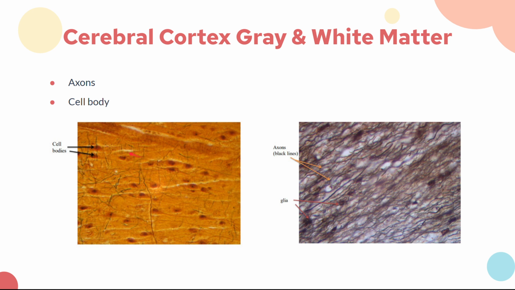But back to the gray matter. The cell bodies are these areas, as you can see, where it's pointing out, where you see this darker orange or brownish hue that pops out that are round. These are our cell bodies, and then our axons are also these black lines.